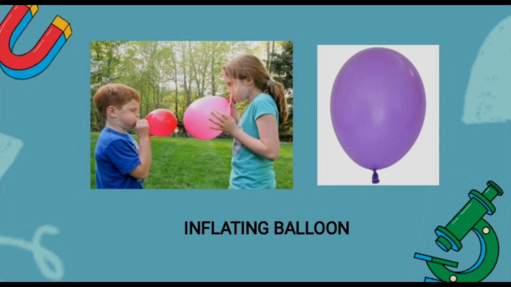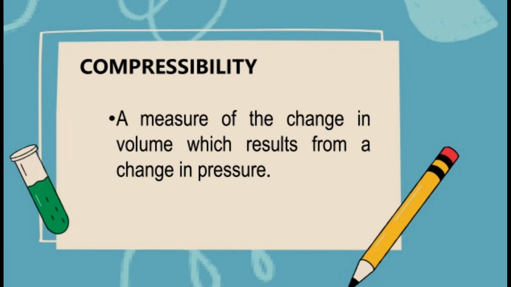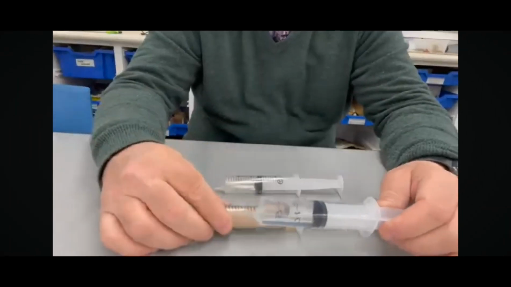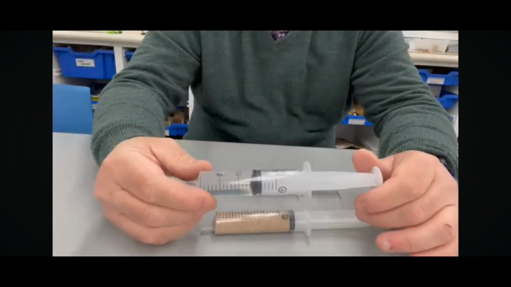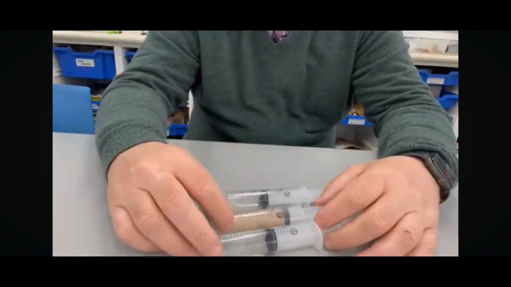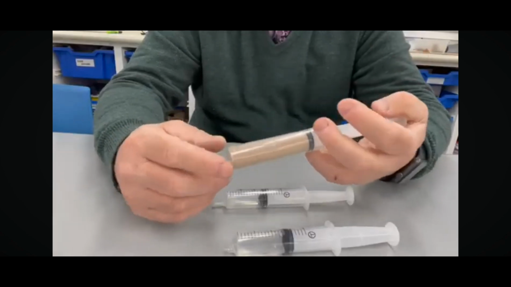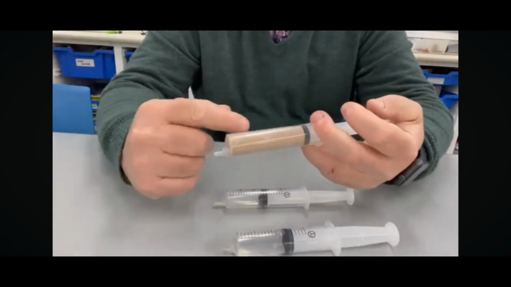Now, let's proceed to the other factor that explains the difference between solids and fluids, which is compressibility. When we say compressibility, it is a measure of the change in volume which results from a change in pressure. To apply compressibility, I have here a syringe filled with solid and fluids. Let's try to squeeze the syringe that is filled with sand. As we observe, the sand doesn't change shape or compress easily.